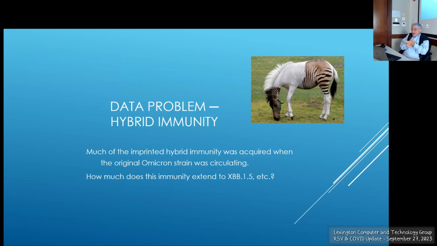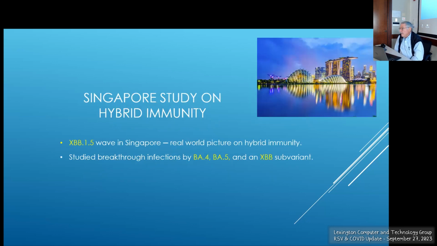And hybrid immunity. Much of it is called imprinted, when you got it. Imprinted hybrid immunity was acquired when the original Omicron was circulating. How much does this immunity extend to XBB, et cetera? Okay, that sounds like a simple question. No, it's not. We have only one study, this recent Singapore study. They had an XBB 1.5 wave in Singapore, and they have good medical records and a small footprint, so they got good data on hybrid immunity. They studied the breakthrough infections by BA.4, BA.5, and an XBB subvariant, not 1.5, but another.